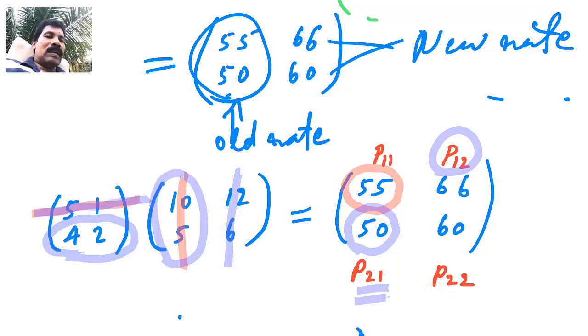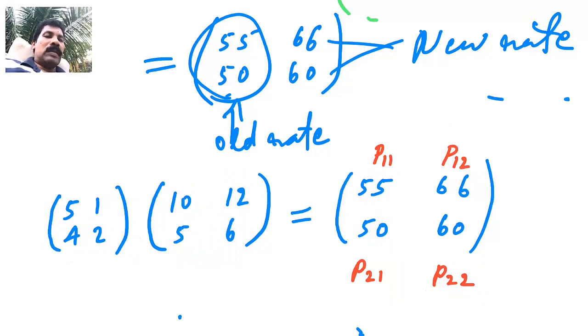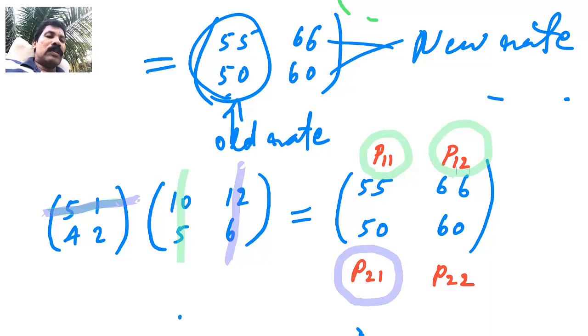So let us see once again what I was telling you. In order to get the P11 position, that is very simple, 1 1. So we have to take the first row of the first matrix by the first column of the second matrix. In order to get the P12 position, we have to take the first row of the first matrix by this P12, 2 for the second column of the second matrix.